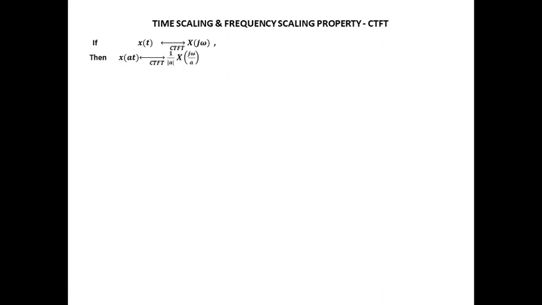So why this property is called time scaling and frequency scaling is, you can see that in time domain it is multiplied by a. Similarly, in frequency domain, omega is also scaled or divided by a. That is why it is called time scaling and frequency scaling property. Again, the proof is very simple.